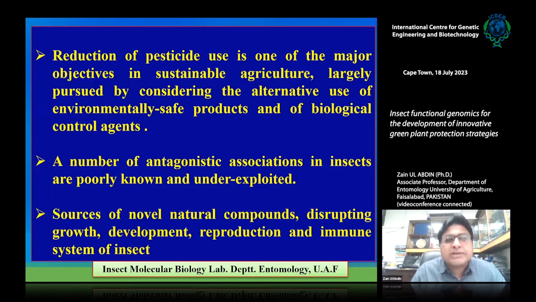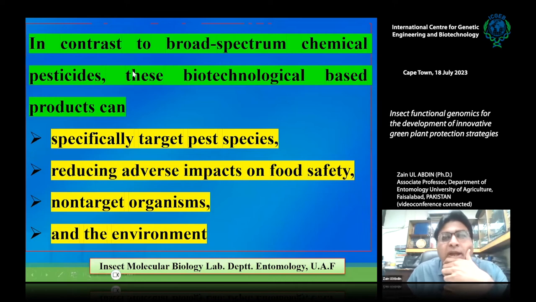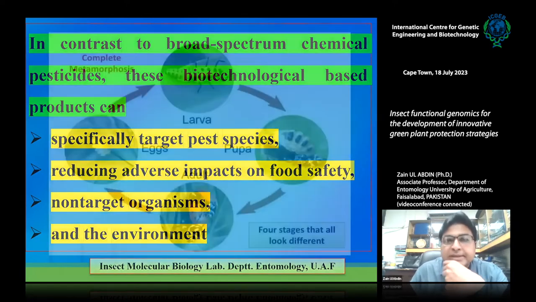A number of antagonistic associations of insects are poorly known and underexploited, and are a source of novel natural compounds disrupting the growth, development, reproduction and immune system of the insects. They are under consideration to develop alternative controls other than chemicals. In contrast to broad-spectrum chemical pesticides, these biotechnology-based products can specifically target pest species, reducing adverse impacts and improving safety for non-target organisms and the environments.